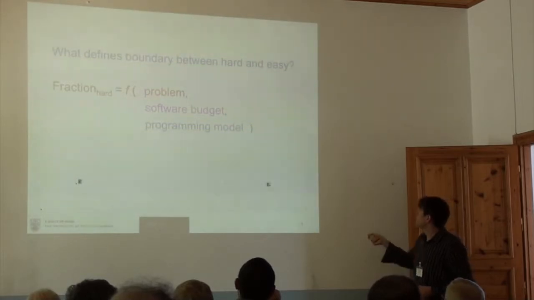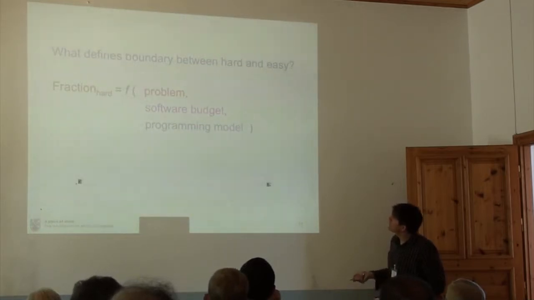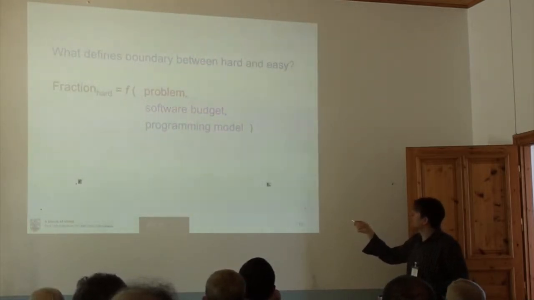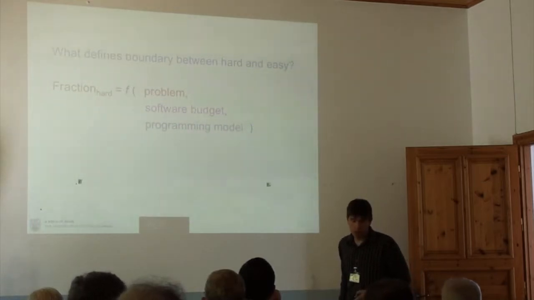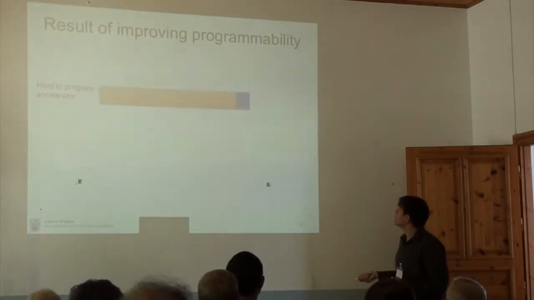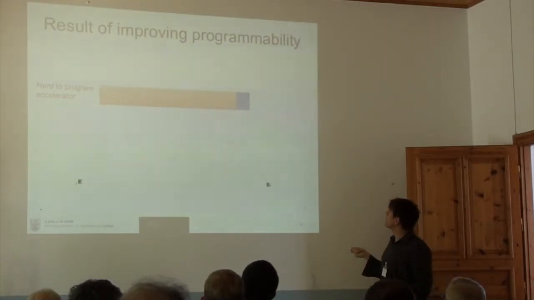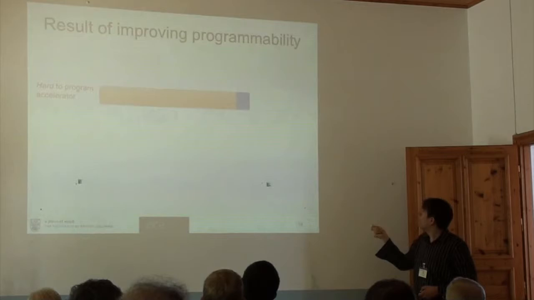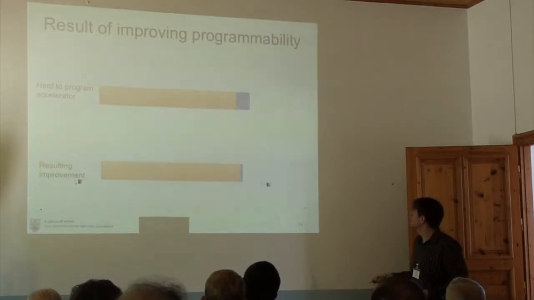So I would argue that pretty much these things are out of the control of the architect, and the thing that is in control here is the programming model. And so what's interesting is to ask, as you change the programming model, how does that change that boundary between what's easy to accelerate and what's hard to accelerate? So what I would argue is that if we improve the programmability of the accelerator, we could start with a program that maybe looks like this, okay, with a hard-to-program accelerator, and this would be the resulting improvement for a given problem in a given software budget.